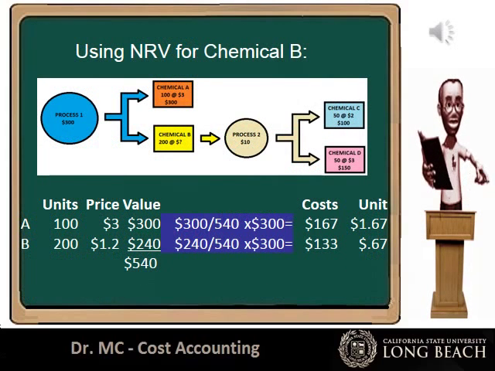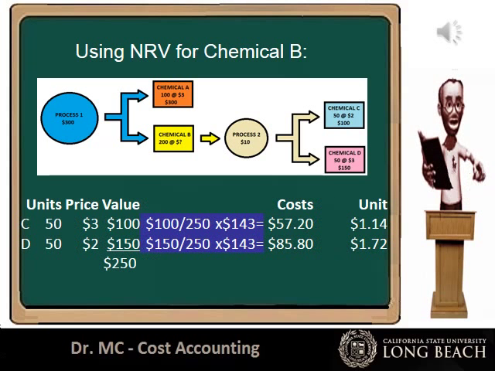Now we allocate the process 1 joint costs between chemicals A and B based on their relative net realizable values. The firm adds up those values and divides each net realizable value by the total net realizable value of $540. The firm then multiplies those fractions by the process 1 joint cost of $300. Therefore chemical A is allocated $167 of the joint costs and chemical B is allocated $133 of those costs.